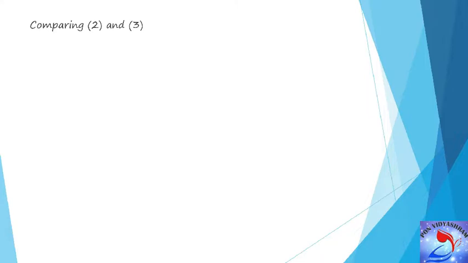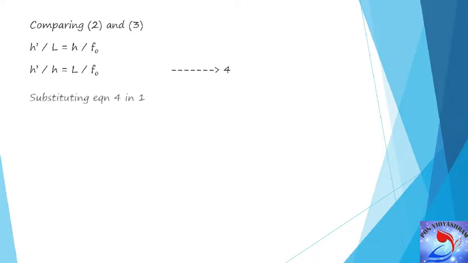Now we're going to compare equation 2 and 3. When we compare equation 2 and 3, both our RHS are equal. So I can write h dash by L is equal to h by FO. From this we can find what is h dash by h. That is nothing but L by FO. Just by rearranging the terms we will get L by FO. This is equation 4.